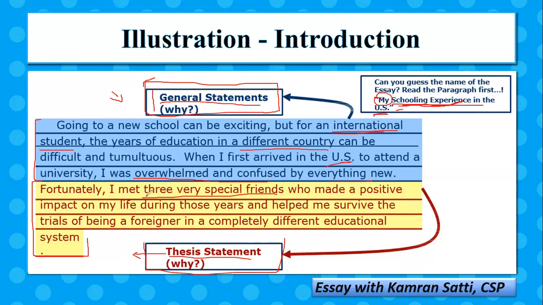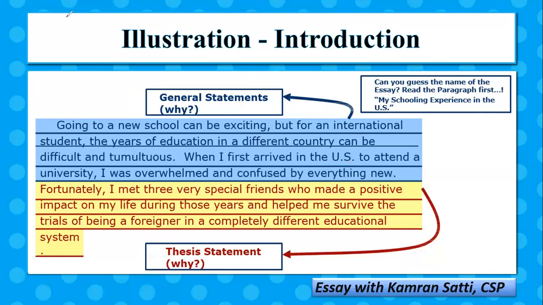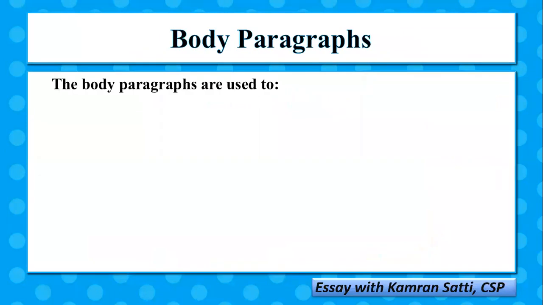So I have basically mentioned that I met three very special friends who made my schooling experience very pleasant in the US. I started off generally, and then I narrowed it down to my schooling experience and how it was made very special by my three very special friends. I hope you have got the point. Now let's move on to the body of the essay.